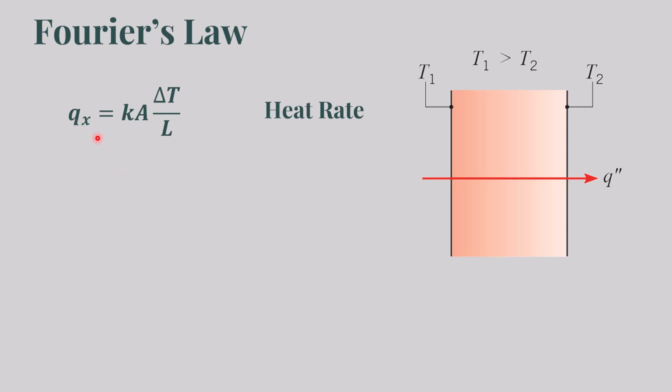So Qx, meaning the heat transfer rate in the x direction, is equal to K times A times delta T over L. So L is the thickness of this wall, A is the area perpendicular to heat transfer vector, and K is a constant which shows how well this medium can transfer heat. So K is a constant named conductivity. And the bigger the conductivity, the better that medium or that material can transfer heat via conduction.